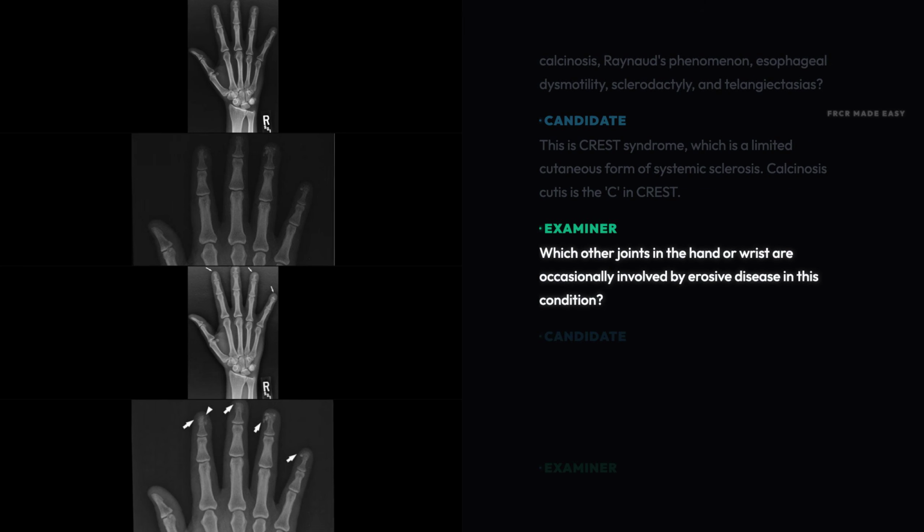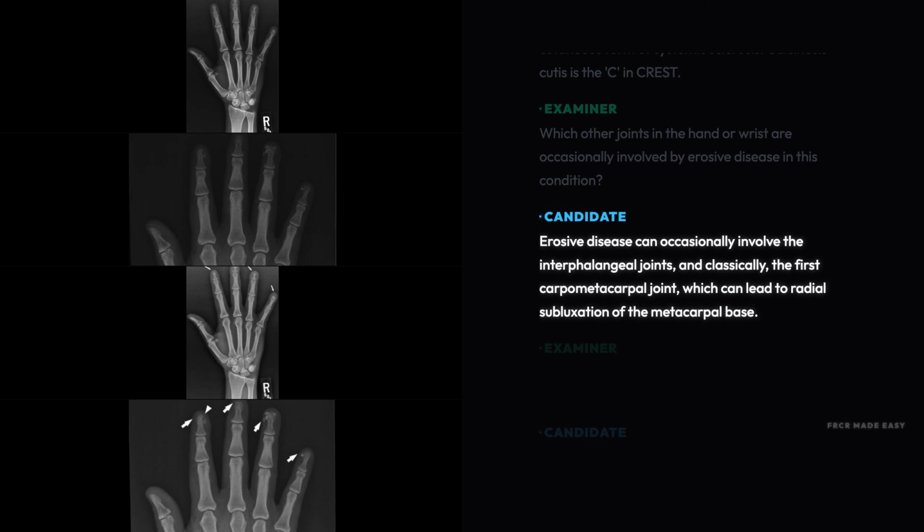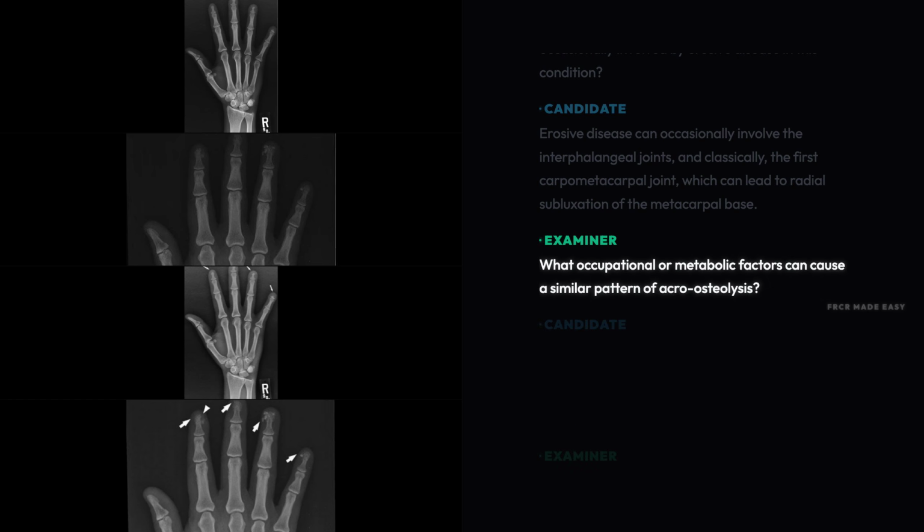Which other joints in the hand or wrist are occasionally involved by erosive disease in this condition? Erosive disease can occasionally involve the interphalangeal joints, and classically, the first carpometacarpal joint, which can lead to radial subluxation of the metacarpal base. What occupational or metabolic factors can cause a similar pattern of acro-osteolysis?